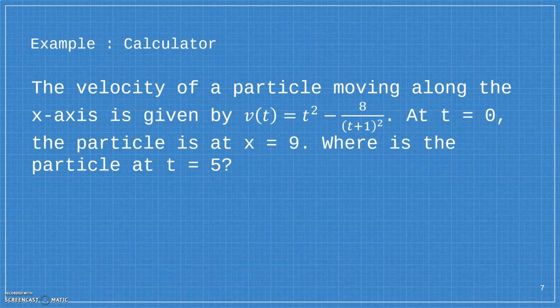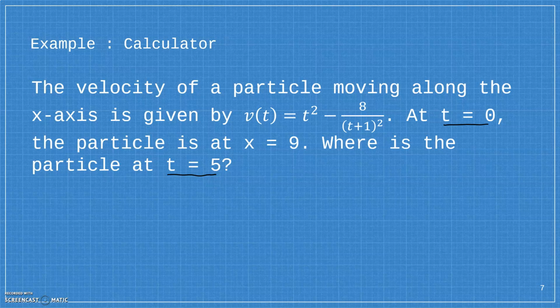So here's an example of a calculator kind of question. The velocity of a particle moving along the x-axis is given by v of t equals t squared minus 8 over t plus 1 squared. At t equals 0, the particle is at x equals 9. Where is the particle at t equals 5? So it looks like the two times we care about are 0 and 5.